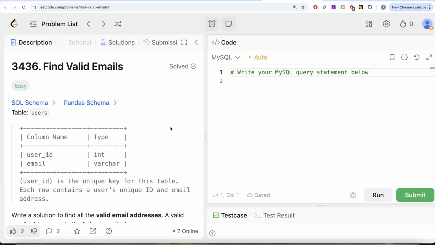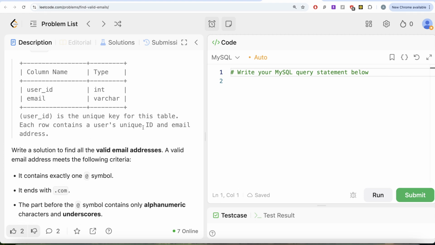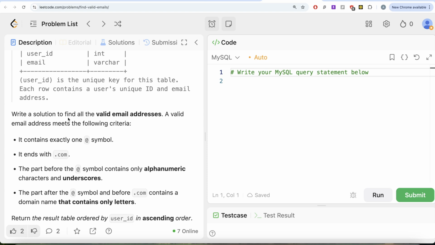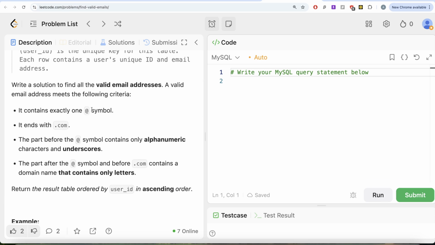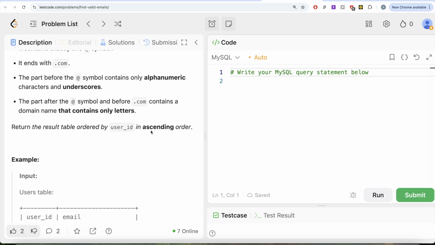Okay, the question reads, we are given a table called users with two different columns, user ID and email. User ID is the unique key for this table. Each row contains a user's unique ID and email address. Write a solution to find all the valid email addresses. A valid email address meets the following criteria. It contains exactly one @ symbol. It ends with .com. The part before the @ symbol contains only alphanumeric characters and underscores. And then the part after the @ symbol and before .com contains a domain name that contains only letters. Return the result table ordered by user ID in ascending order.